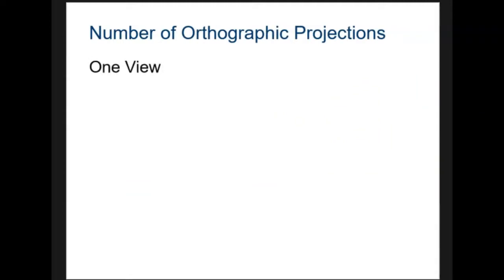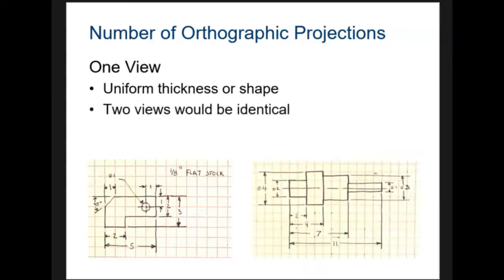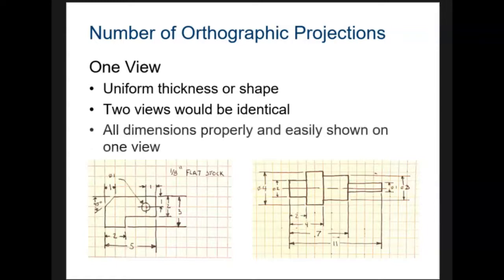There are a number of orthographic projections. Only one view may be required if the part has a uniform thickness, such as a flat plate, or a uniform shape, such as a cylindrical shape. If 2 views would be identical and all dimensions are easily shown in one view, additional views may not be necessary. All dimensions properly and easily shown on one view are necessary in order to create that part.